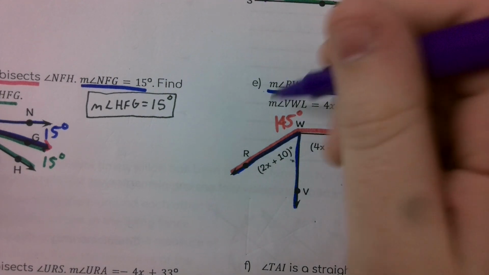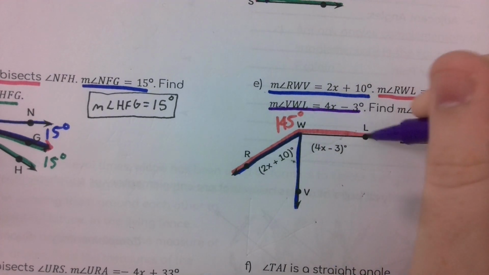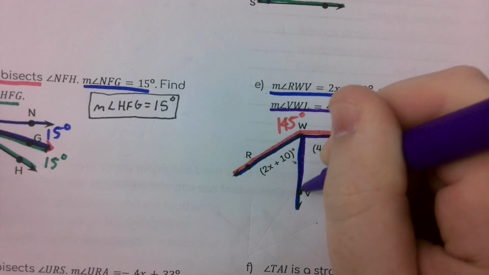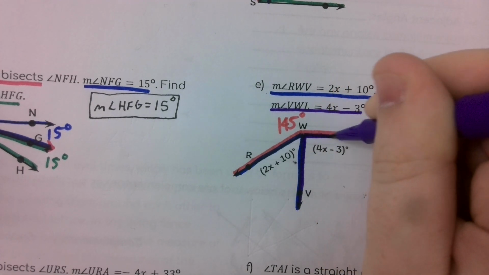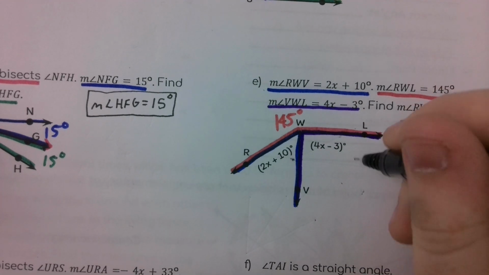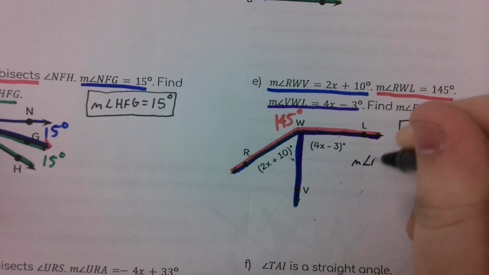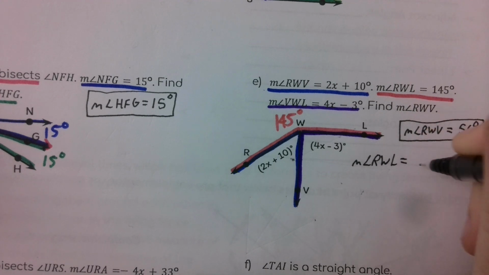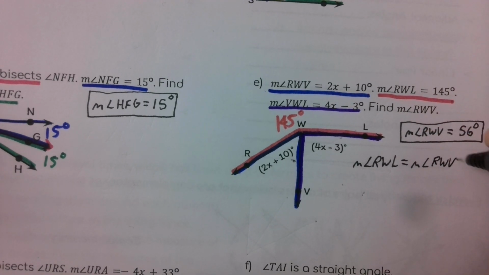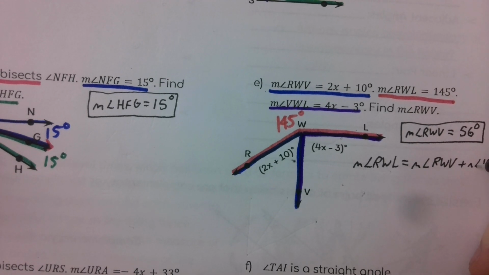Finally, VWL is 4x minus 3, where VWL is this angle right here that goes from V to W to L. So we need to figure out how to set up an equation for this. In short, the measure of the big angle, according to the angle addition postulate, is going to equal the measures of the two smaller angles put together, RWV plus VWL.